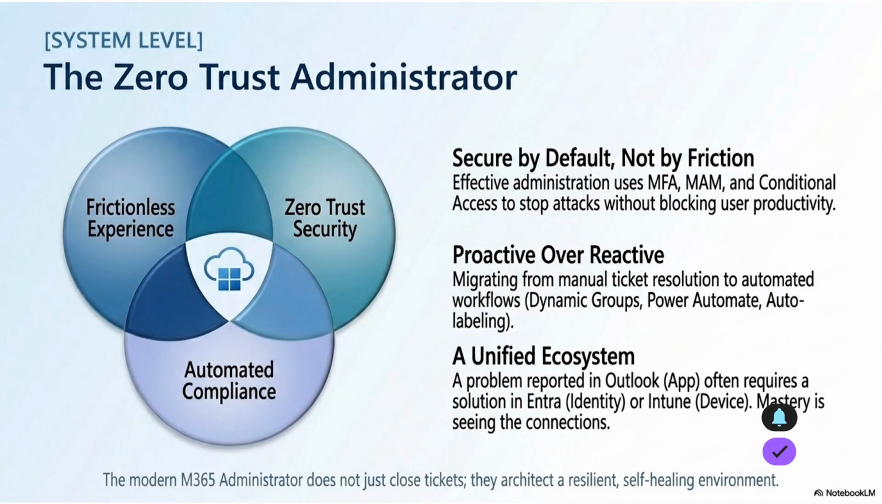Principle 1. Secure by default, not by friction. Effective administration uses multi-factor authentication, MAM, mobile application management, and conditional access to stop attacks without blocking user productivity. Principle 2. Proactive over reactive. This means migrating away from manual ticket resolutions and moving toward automated workflows, using dynamic groups, Power Automate, and auto-labeling.